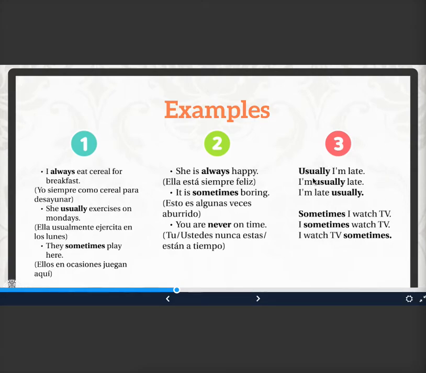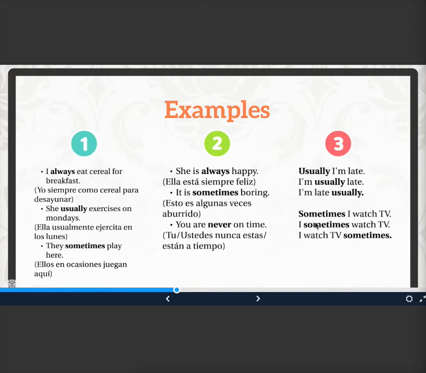So we are going to check the examples. Usually, I'm late. Or you can say, I am usually late. Or you can say, I'm late usually. Can you see? I can move this usually of position and the meaning of the sentence, the intention, is never going to change. Here we have another example. Sometimes I watch TV. I sometimes watch TV, or I watch TV sometimes. So it is exactly the same sentence, but sometimes is at the beginning, in the middle, and at the end. And the intention and the meaning of this sentence is not different at all.